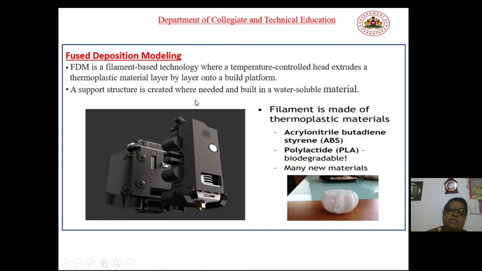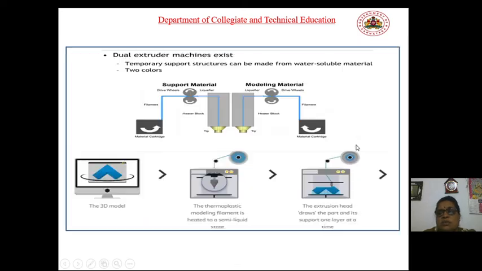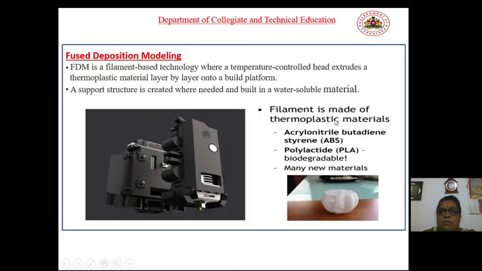A supporting structure is created where needed and built in a water soluble material in most cases. Here the filament is usually made up of thermoplastic materials like ABS, PLA and many more, and nowadays many new materials are available in the market. Here you can observe the 3D view of FDM, that is, fused deposition modeling.